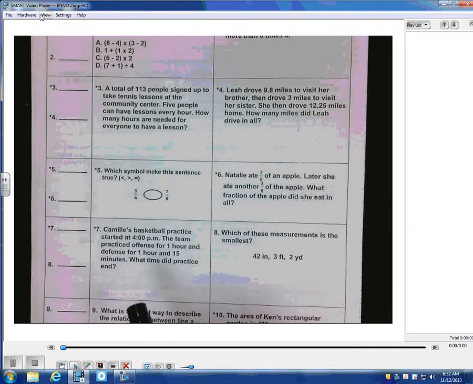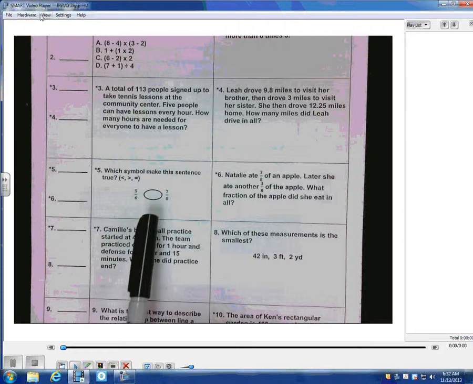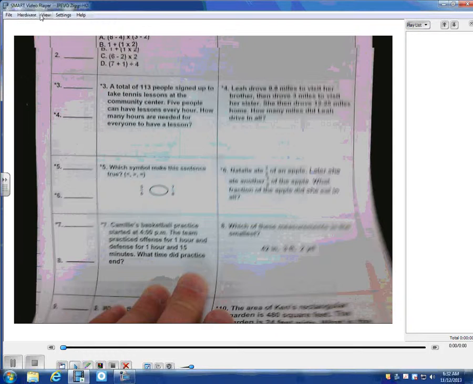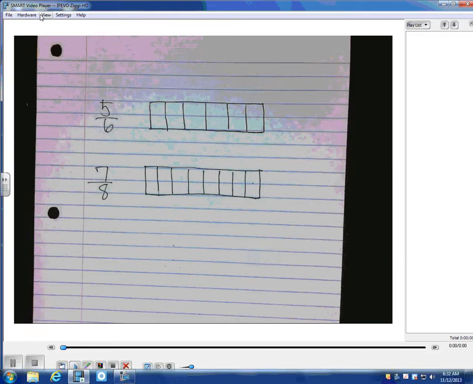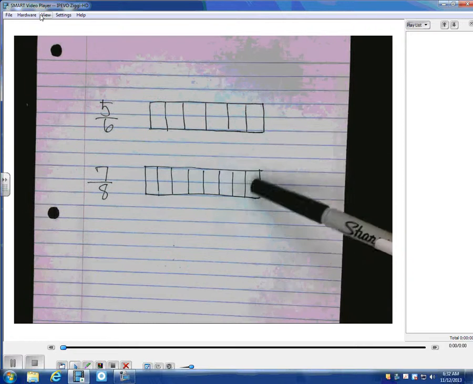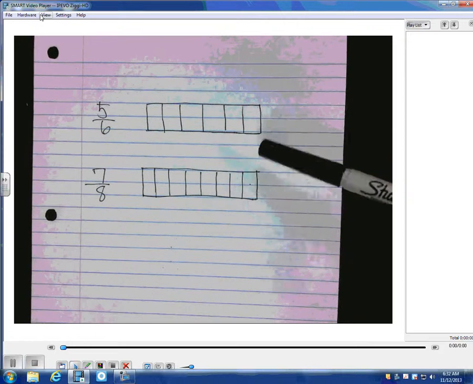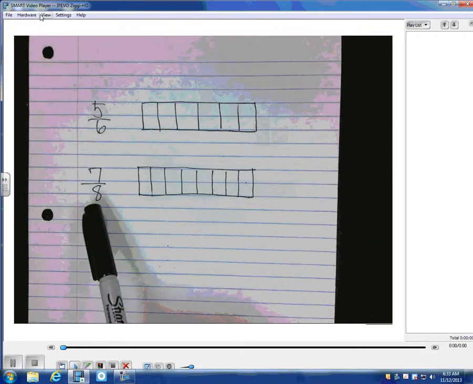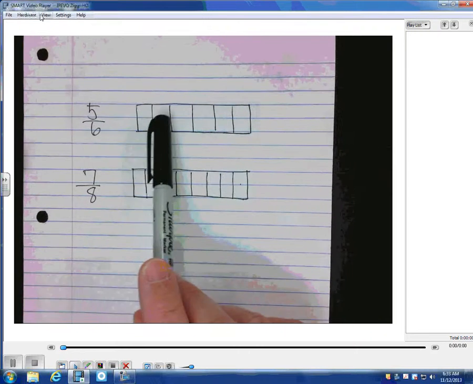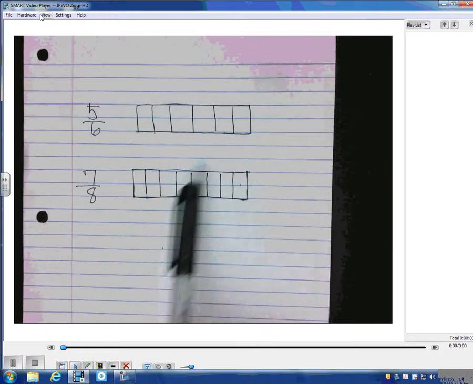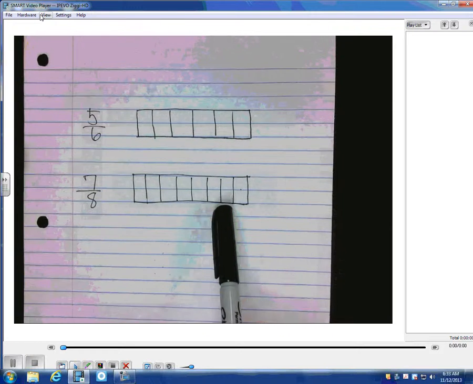Last question, number 5. It says, which symbol makes this sentence true: less than, greater than, or equal to? Okay, so again, just like I have in the past, I just drew a picture to help me solve this one. When you draw your pictures, try your best to make them the exact same size. As you can see, these two are probably very similar in size. And then try to have equally spaced intervals for whatever your denominator is. In this case, my denominator is 6, so I've made it into 6 parts. 1, 2, 3, 4, 5, 6. And my denominator here is 8, so I made it into 8 parts. 1, 2, 3, 4, 5, 6, 7, 8.